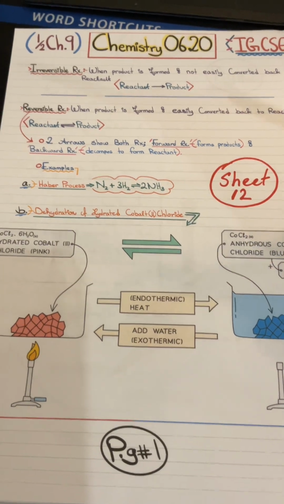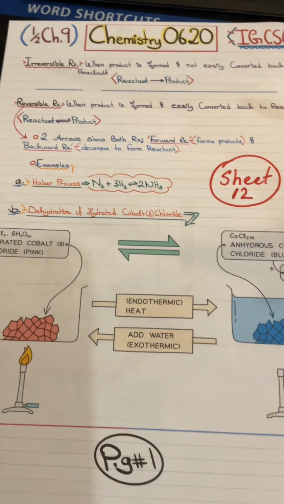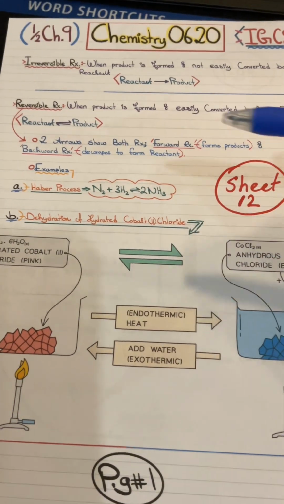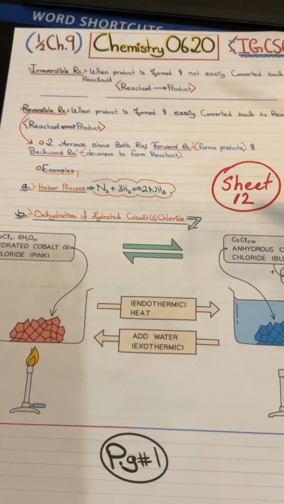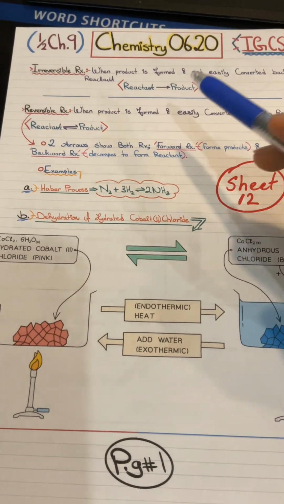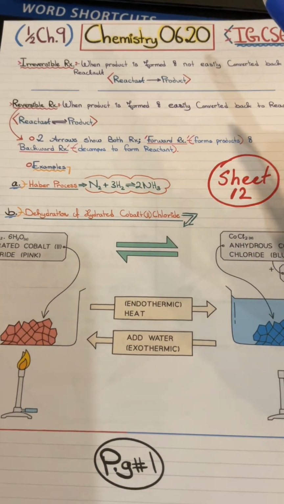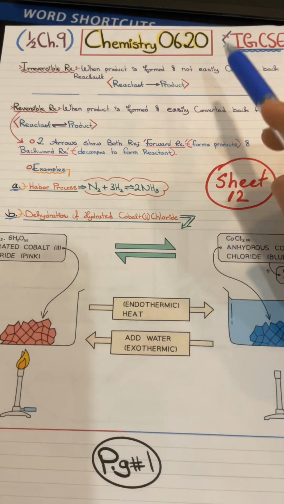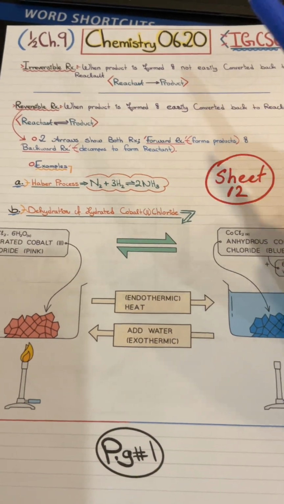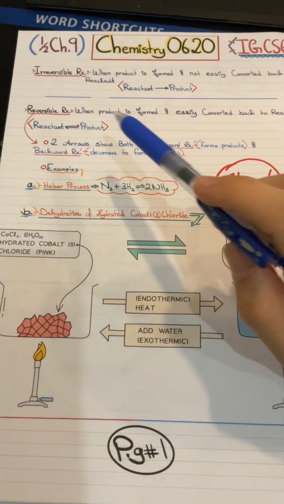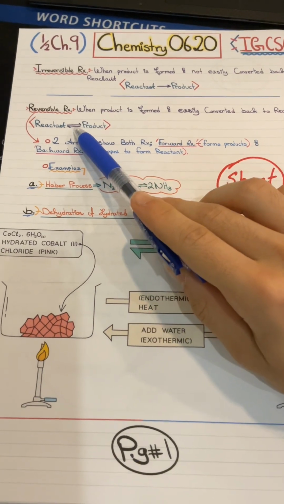In this video, I'll be covering irreversible and reversible reactions, the concept of dynamic equilibrium, equilibrium shifts and separation techniques and methods in Chemistry 0620, Cambridge IGCSE, Topic 6, Rates, Reactions and Equilibrium. So let's begin by defining the difference between an irreversible and a reversible reaction.